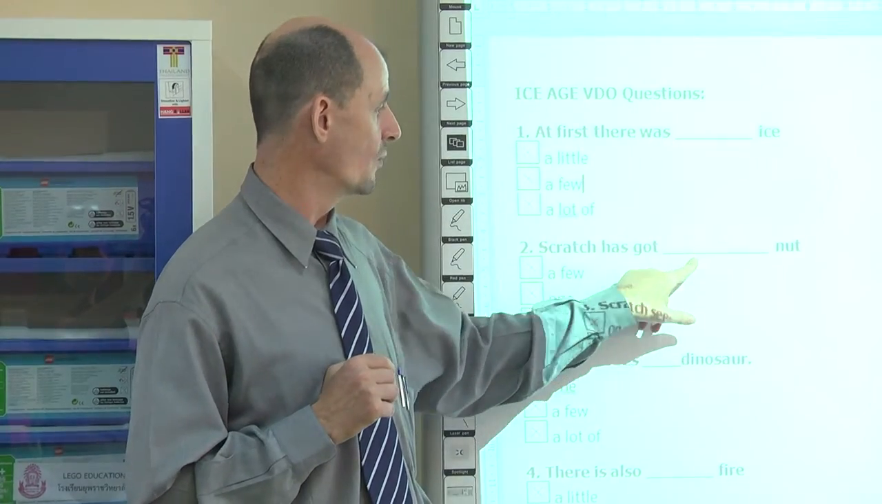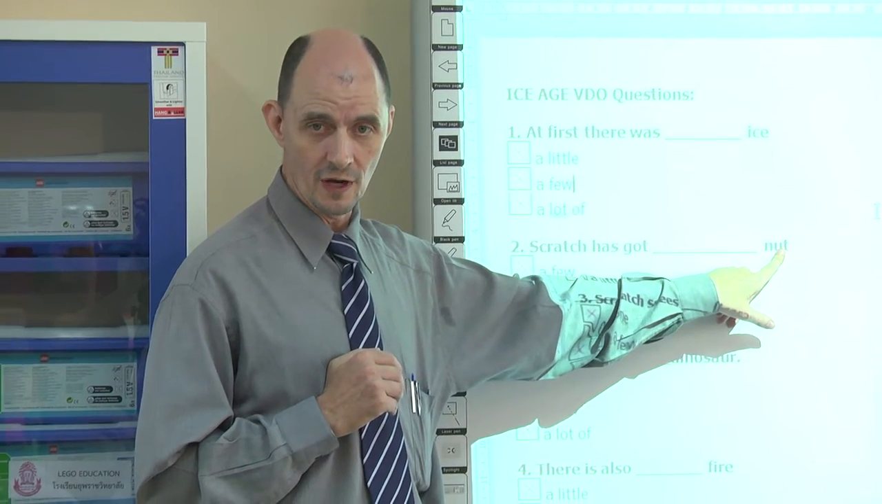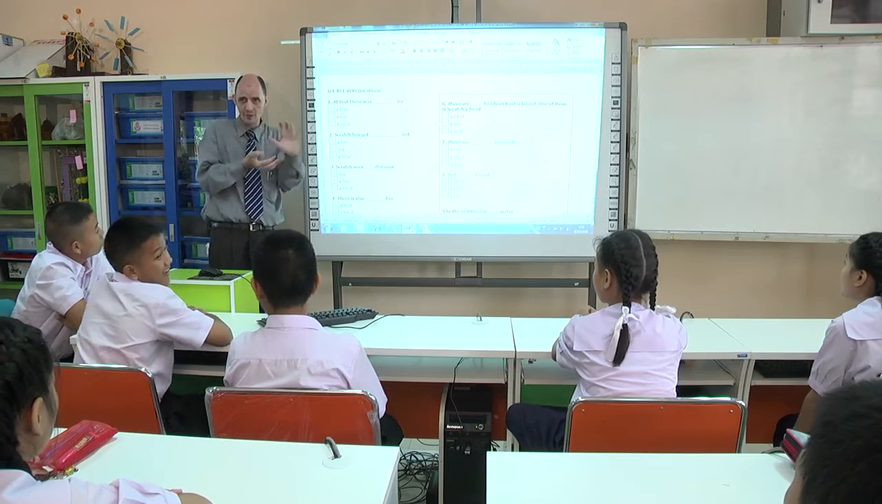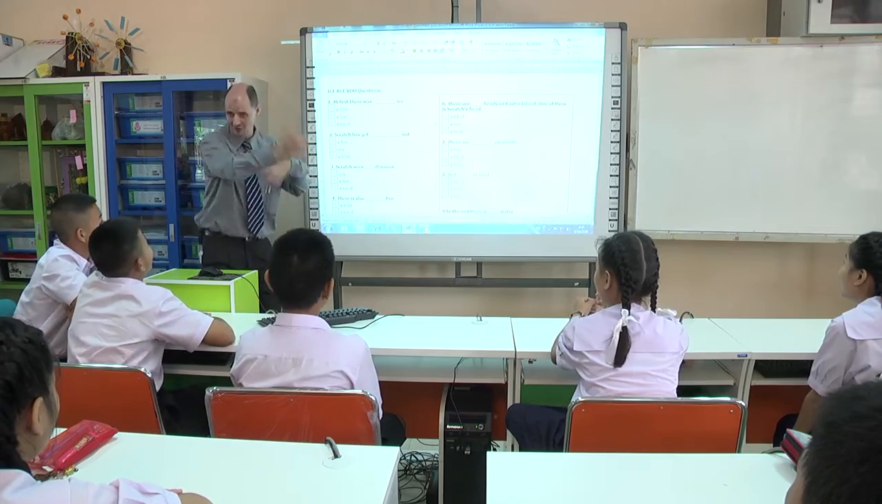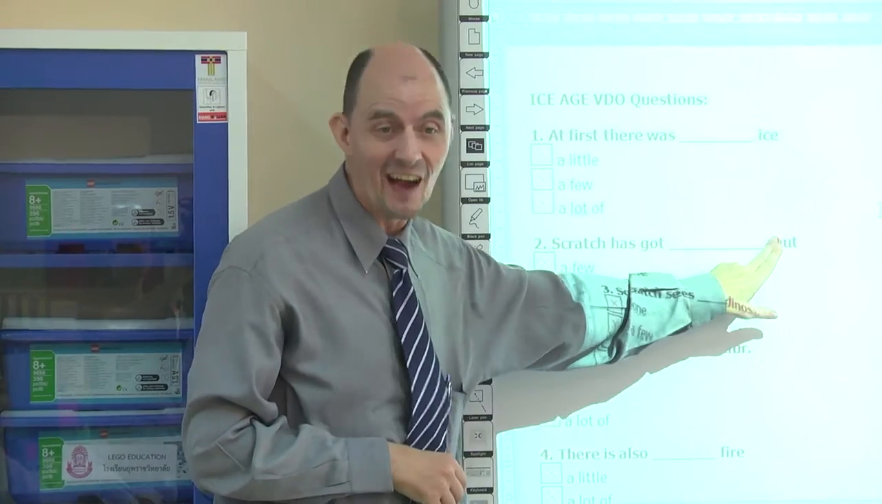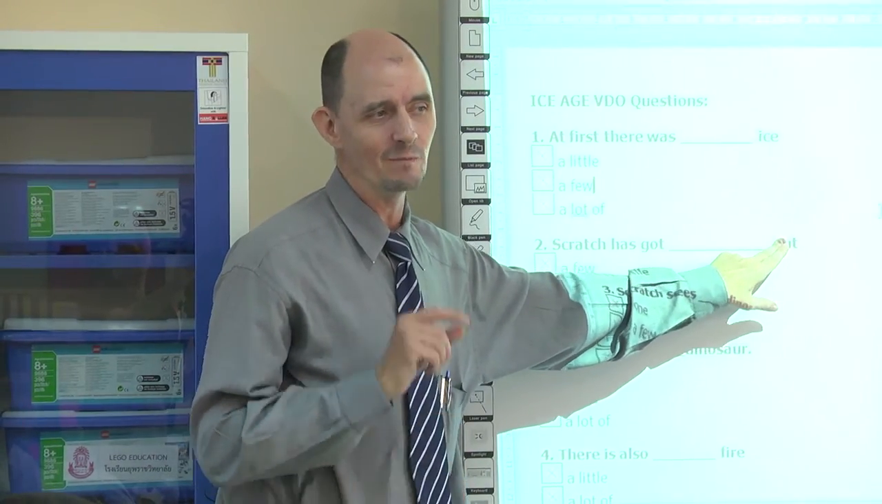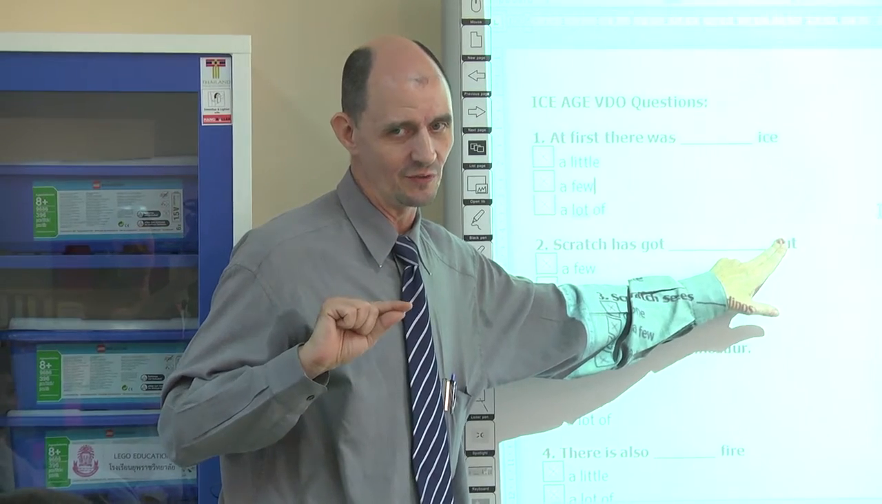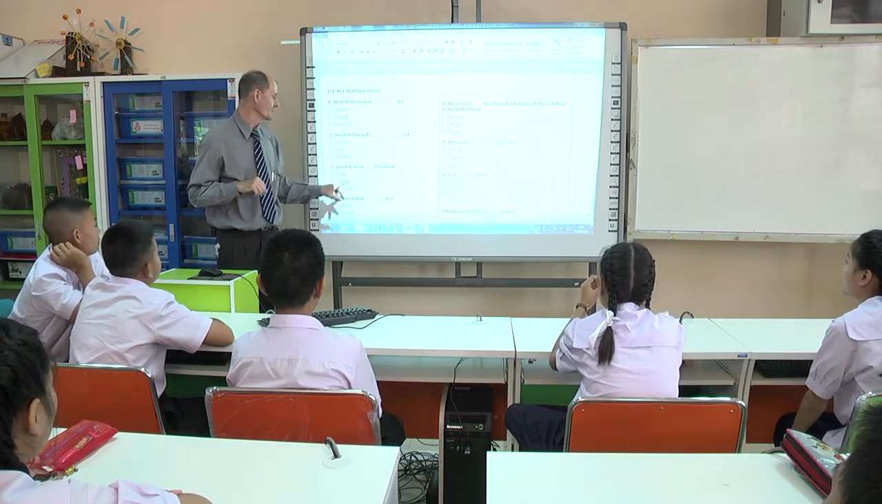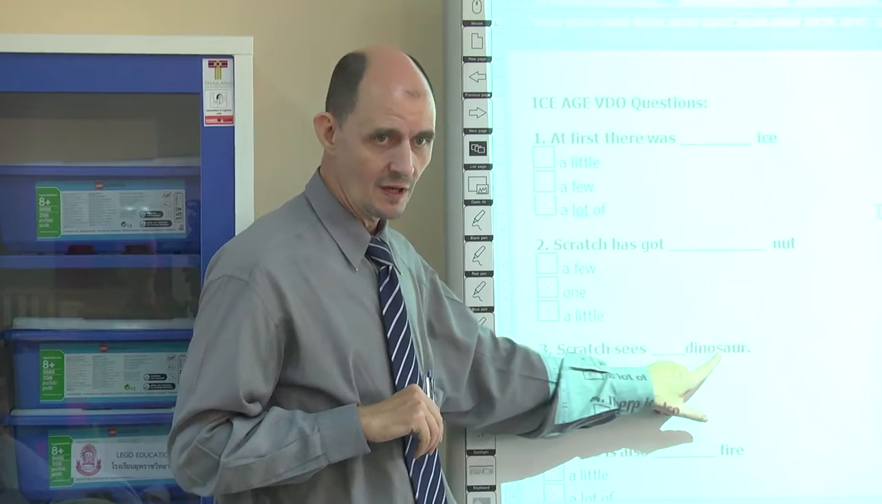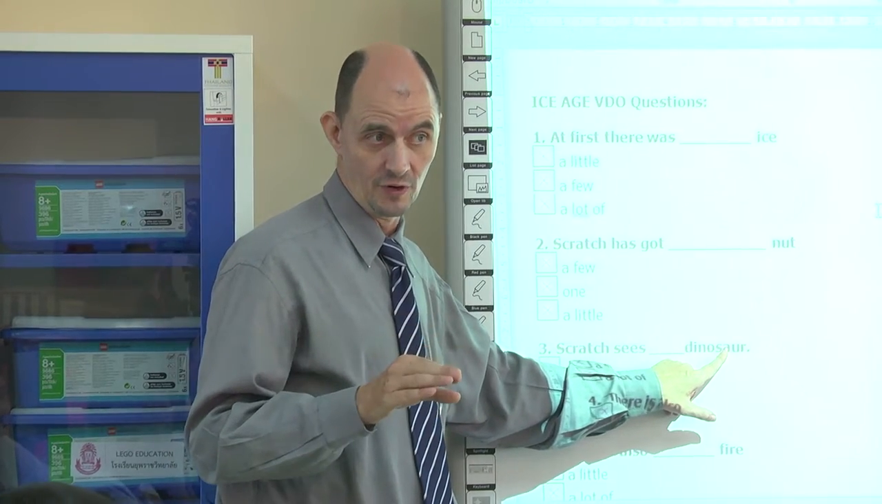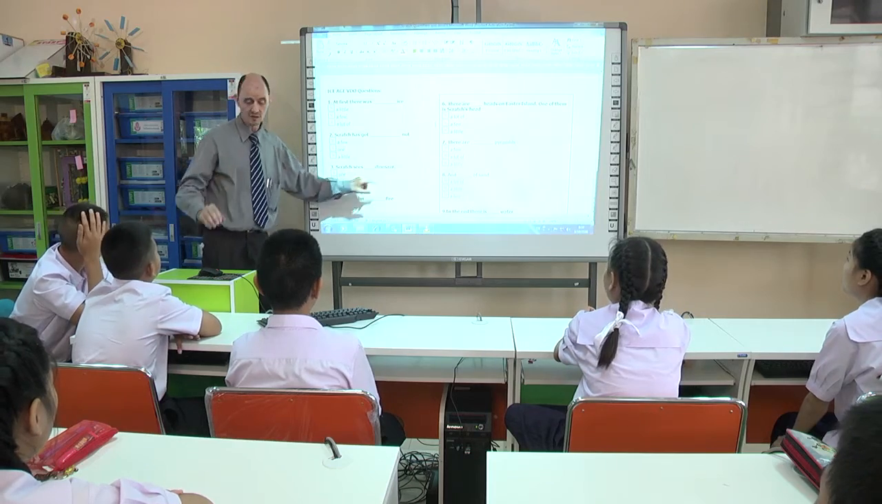Scratch, that's the name of the rat. Scratch has got one nut. Do you know a nut? Nut is the thing Scratch wants to get. He tries to get it. He runs and runs and runs. Do you think nut is countable or uncountable? Countable. Scratch sees a dinosaur. Is it countable or uncountable? Countable. Good.